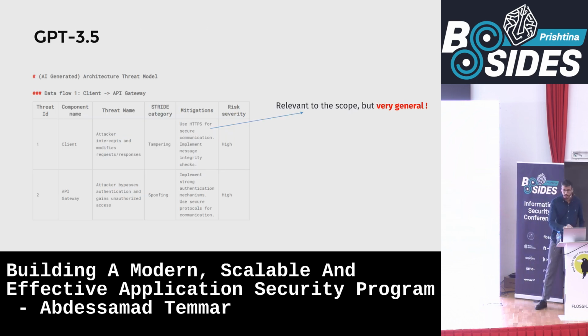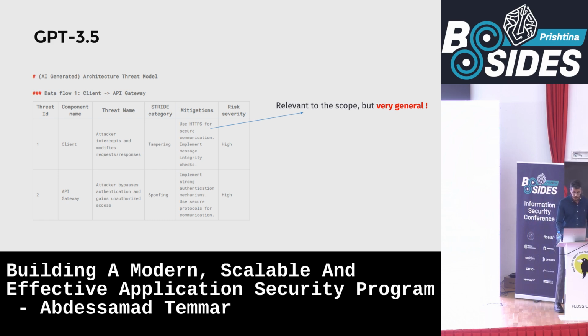And the result of this experiment was a bit interesting. Sometimes some LLMs did provide results relevant to the scope, but they were so generic. Here, for example, the mitigation is to use HTTPS, which is not something specific to this use case, but is applied to any kind of architecture.